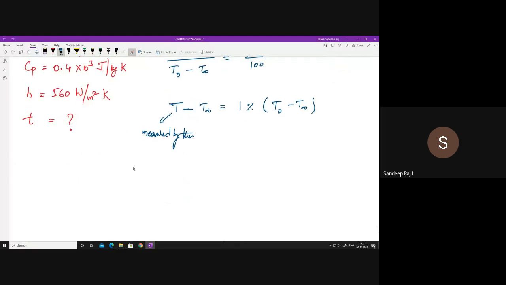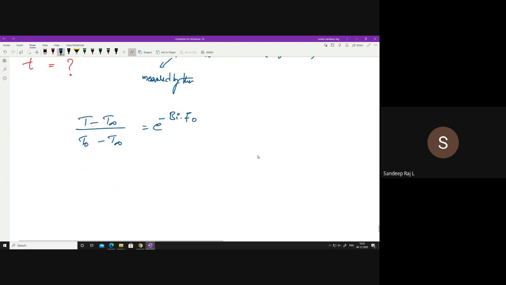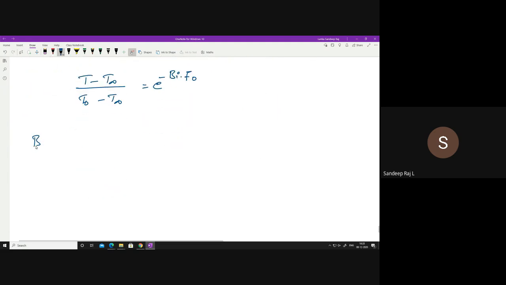You know that for time, T minus T infinity by T naught minus T infinity is equal to e power minus Biot into Fourier. In order to use this formula, you have to first check whether the Biot number is less than 0.1 or not. For that, let us take the Biot number formula. Biot is equal to H Lc by K.